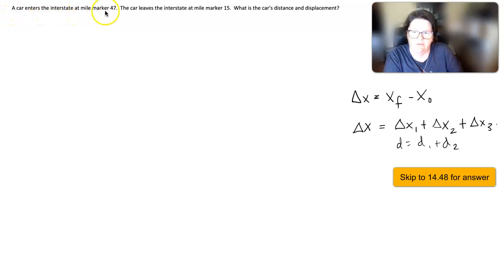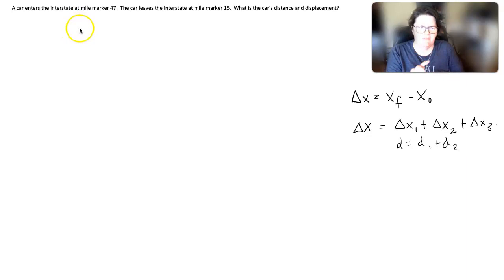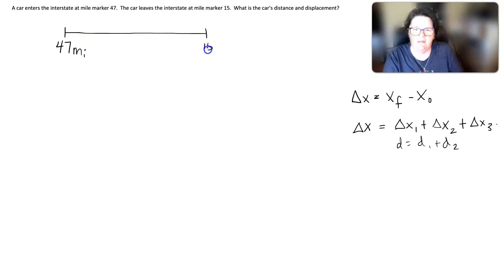Okay, a car enters the interstate at mile 47, at the 47-mile marker. So if you know about driving, you know that there are those green signs and they're the mile markers. At each mile it marks how far you are from the state line. And the exit numbers equal those as well. So she would have come in at exit 47. But regardless, she starts out at the 47-mile marker, MI for mile. The car leaves the interstate at the 15-mile marker. What's her distance and displacement?